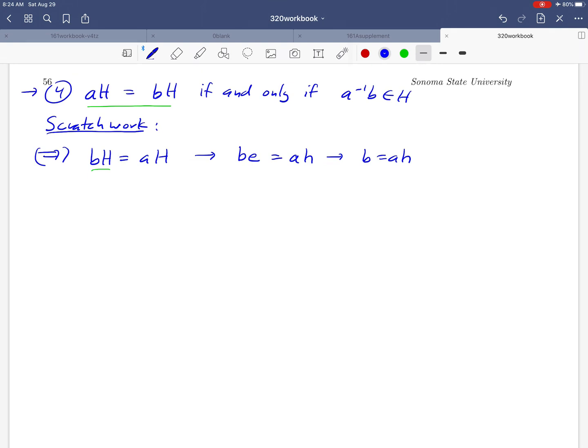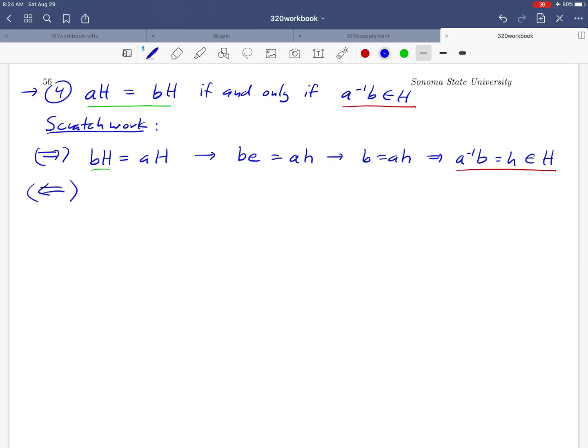But if you take that equation and multiply on the left by A inverse, here's what you get. A inverse times B equals A inverse times A, which is the identity, times h. That's just going to give us h on the right-hand side. And notice that that h lives in our subgroup H. So if you take a look at that condition, this argument gets us to the exact condition that we wanted. If you were going to write a proof of the forward direction, these are the general steps you would follow. You just have to fill in some of the details that we left out.